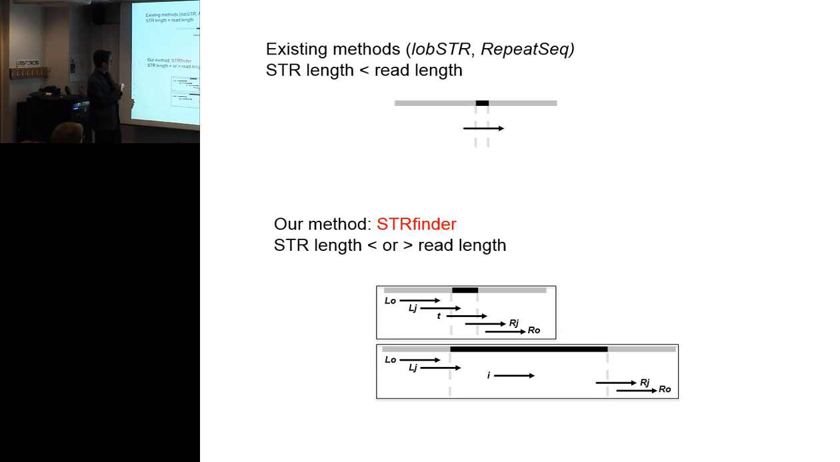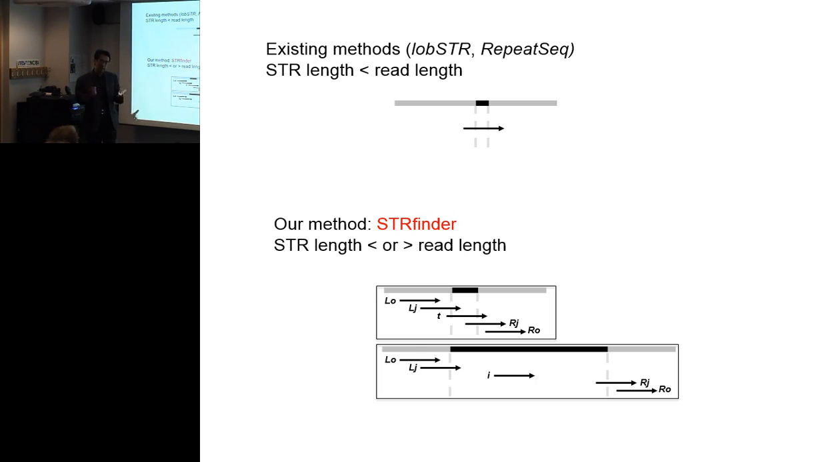So Bo and I thought about this. We decided to formally define read types. LO, left outside, LJ, left junction read, T for transversal reads, RJ, right junction, RO, right outside. So that's five read types already. If the allele is longer than a read, you have this I for inside read. So exhaustively, there are six read types.